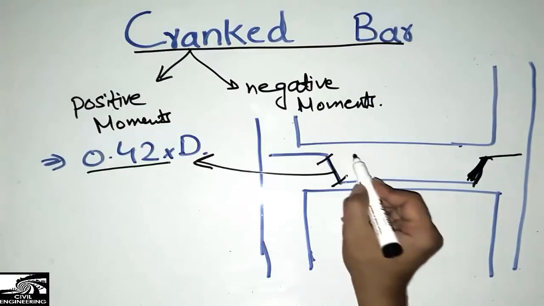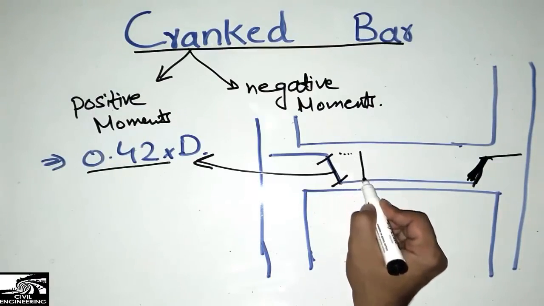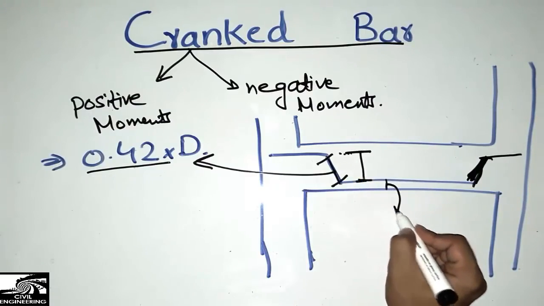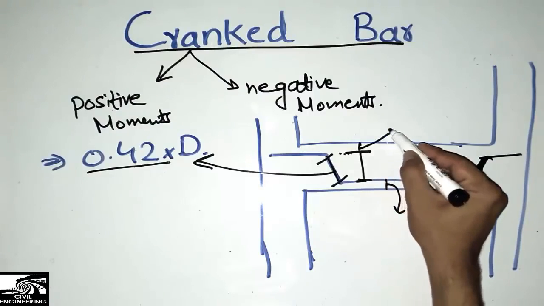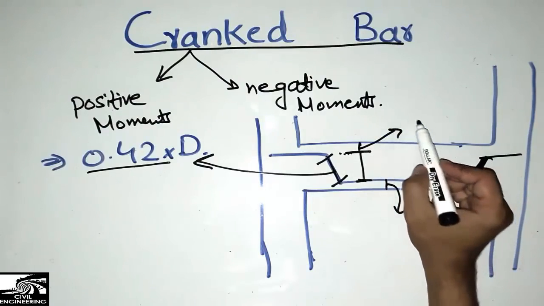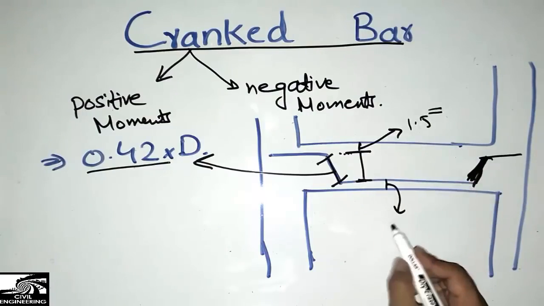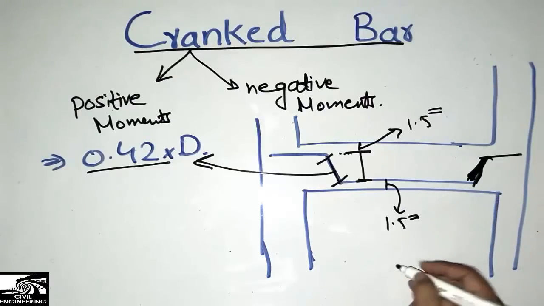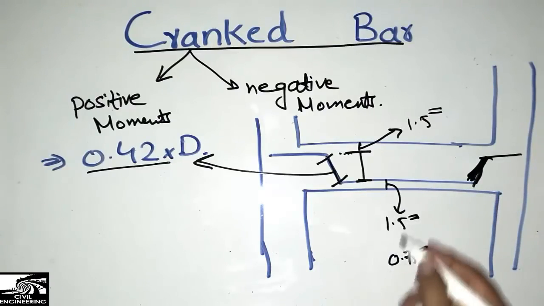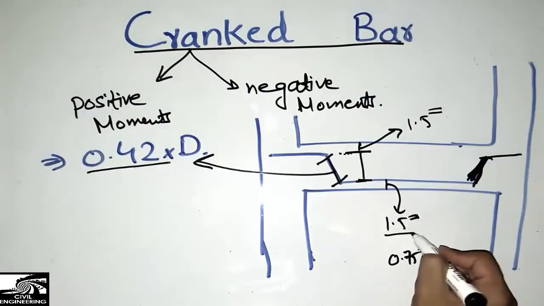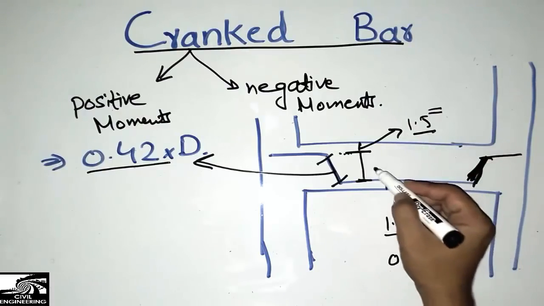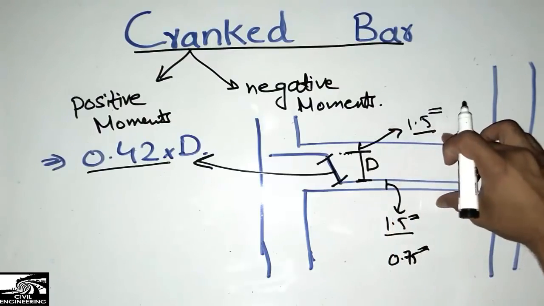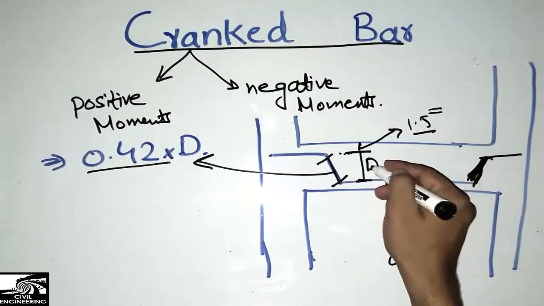What is D? D is the distance from this crank, the whole length throughout this. This is the D, removing the clear cover here and removing the clear cover here. We take the clear cover in case of beams as 1.5 inches usually, while in case of slabs we take 0.75. So this is the D. Removing these two from the depth of the beam, we get the distance D.